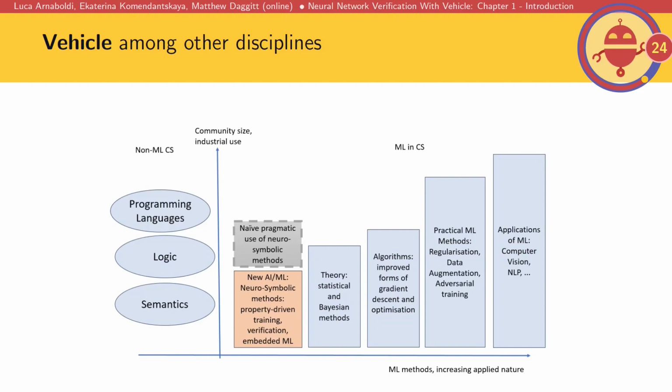And then there is this logic side of things, semantics, logic, and programming languages. So VeHICL stands in this new area, which sometimes people call neurosymbolic methods, when you get insights from both logic and machine learning theory and try to do something useful on this intersection. There is a lot of naive, pragmatic use of these neurosymbolic methods because people need them. You have a neural net, you need to verify it, so you do something about it. And what we are trying to do, in this red square, is to get a little bit more principled approach to how neurosymbolic methods should be built generally.